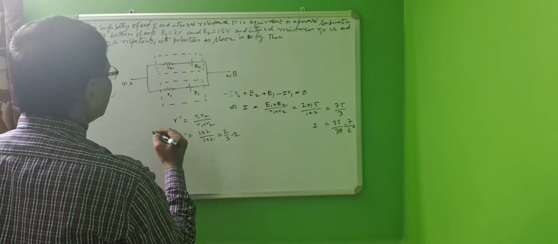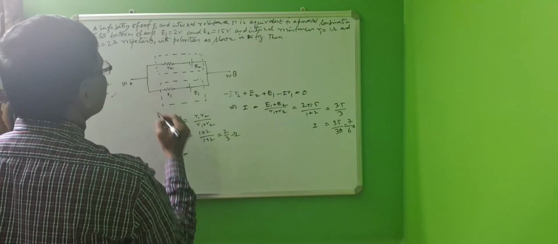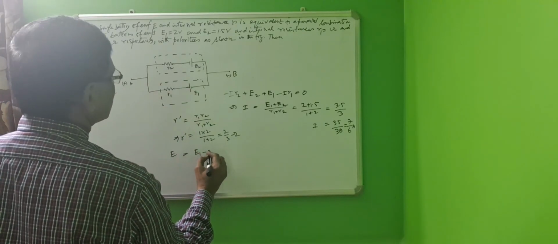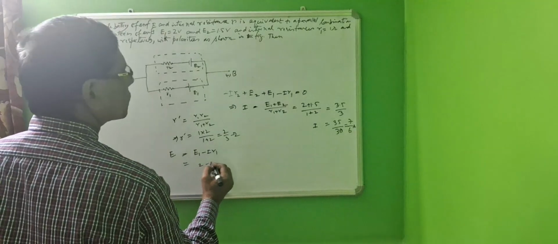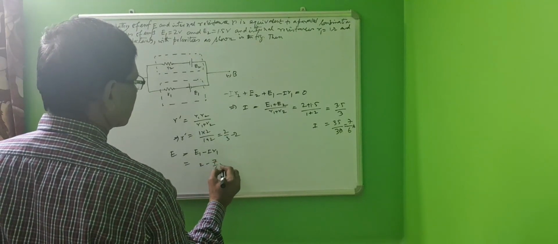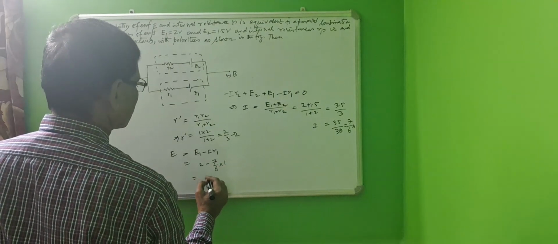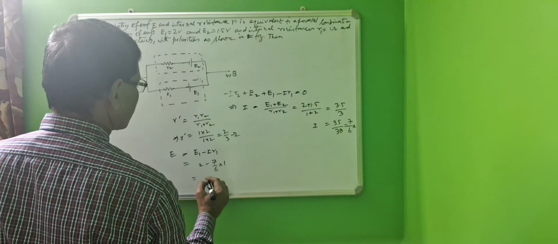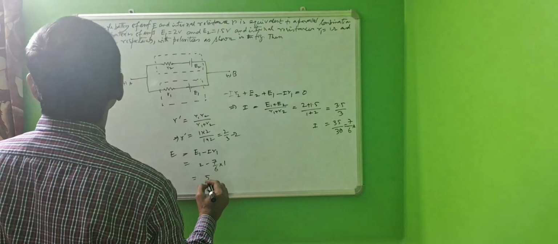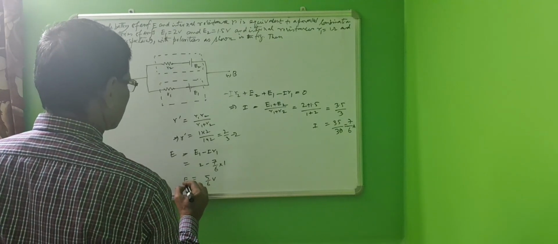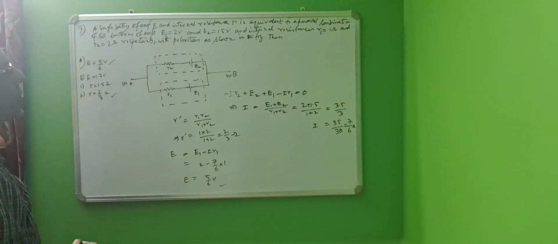Also E equals, here the positive end, so this is the positive end, E1 minus I R1, which equals 2 minus, so equals 5 by 6 volt. So answers A and D are the correct ones.